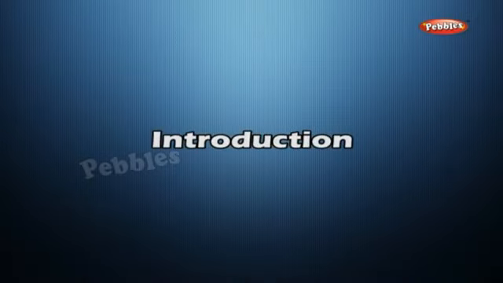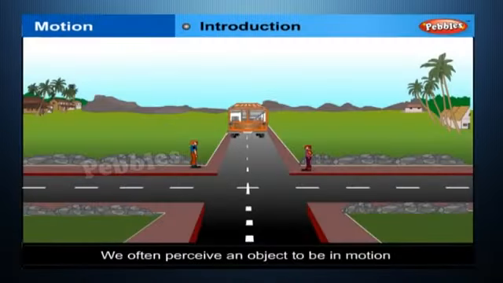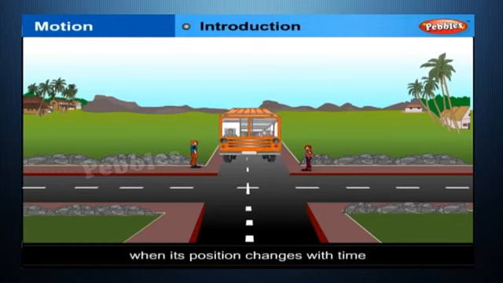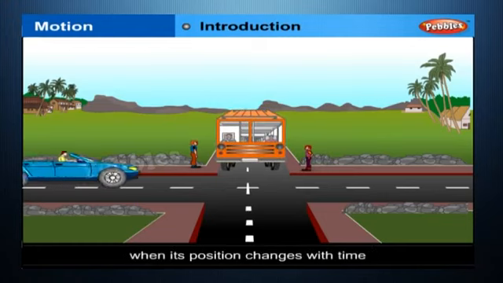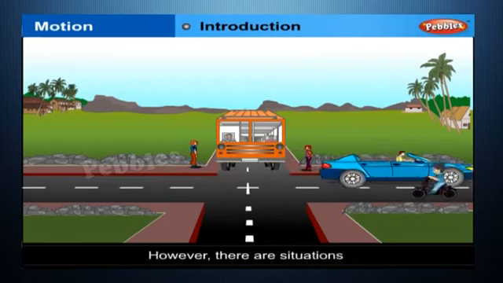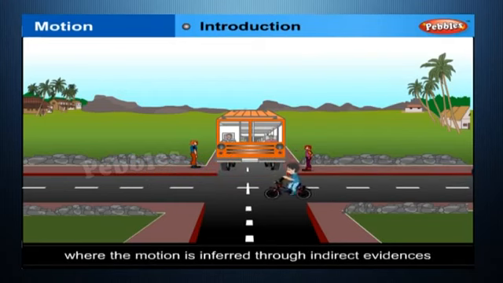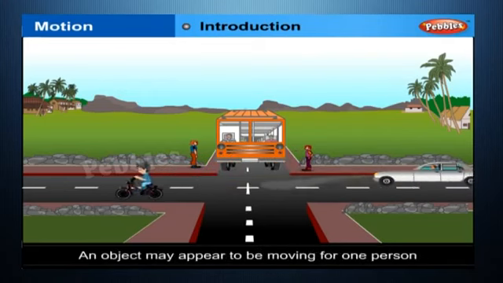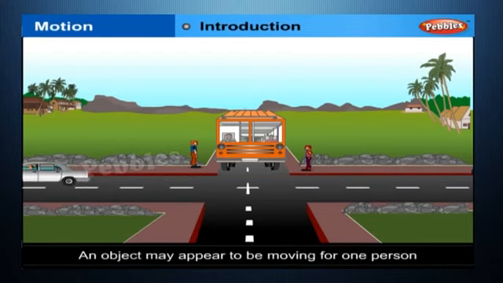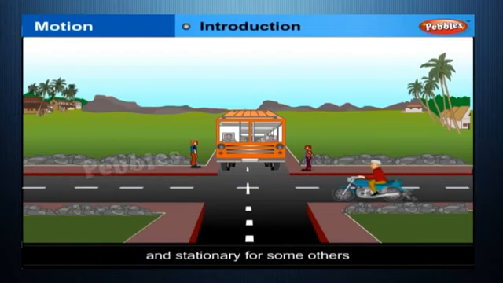Motion. Introduction. We often perceive an object to be in motion when its position changes with time. However, there are situations where the motion is inferred through indirect evidences. An object may appear to be moving for one person and stationary for some others.